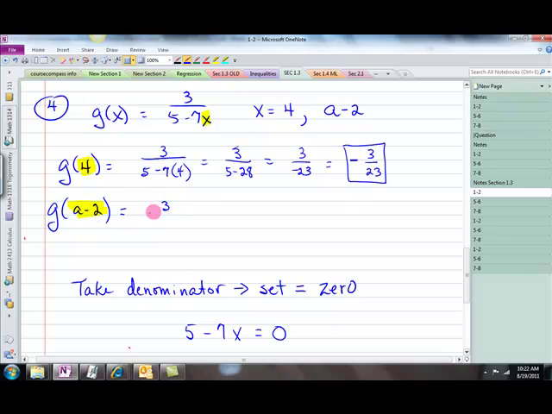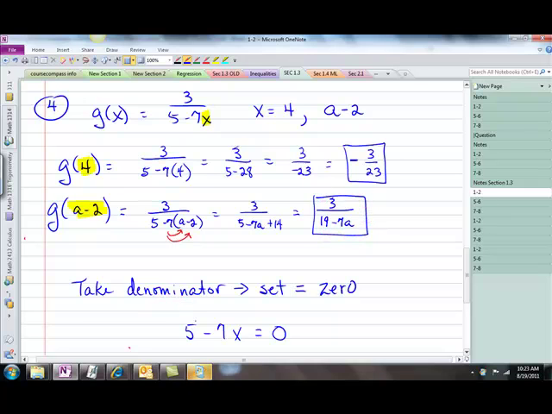Let's plug that in. 3 over 5 minus 7 times a minus 2. We've got to distribute. This negative 7 is going to go both places. All right, so we've got 3 over 5 minus 7a, negative 7 times negative 2, plus 14. Then I've got 3 over 5 and 14 is 19 minus 7a. Okay, so that would be that one.